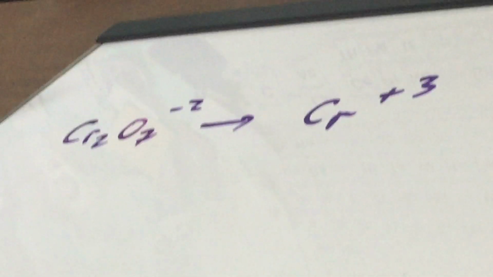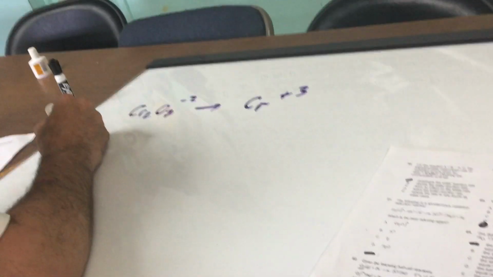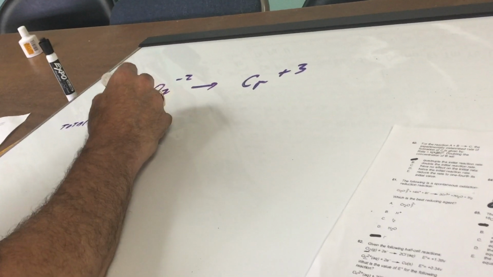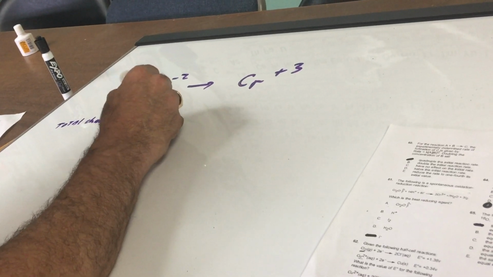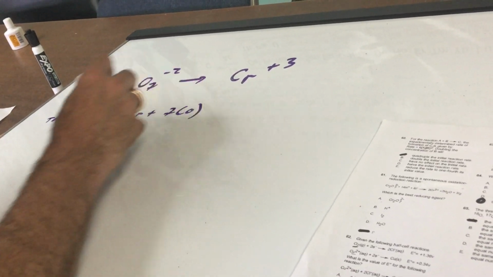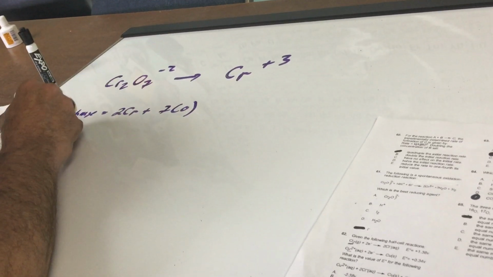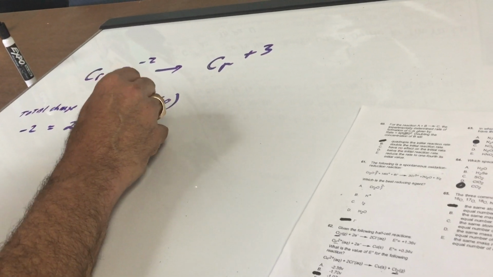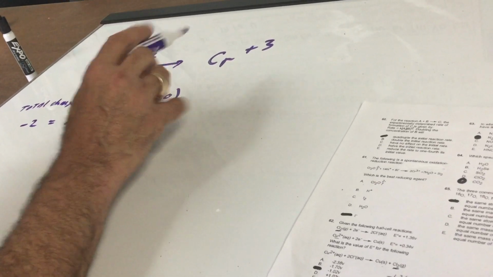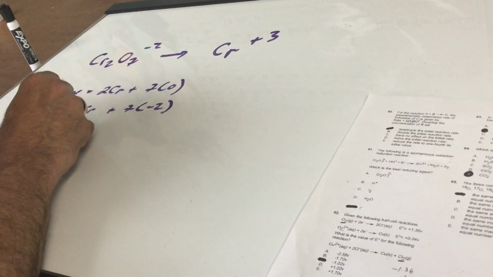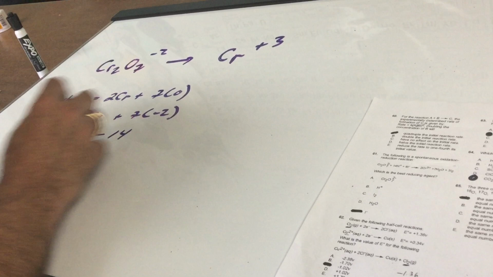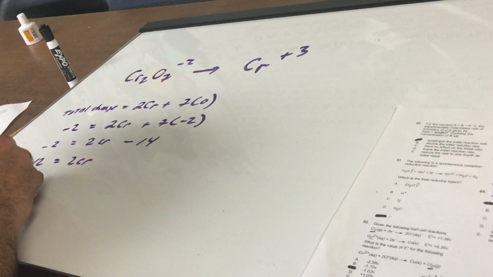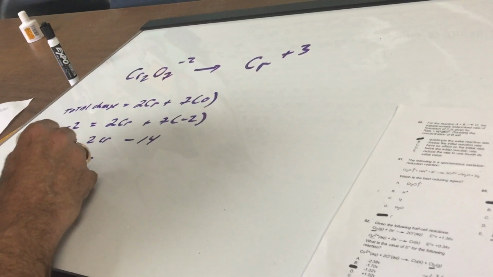Now, let's look at the oxidation state of chromium. Now, what I like to do is to say that the total charge is the charge due to the 2 chromiums plus the charge of the 7 oxygens. The total charge here is minus 2. So minus 2 is 2 chromiums plus 7 times oxygen, which is usually minus 2 in compounds. So minus 2 is 2 chromiums minus 14. You bring it to the other side. Plus 12 is 2 chromiums. And you would see that chromium is plus 6.